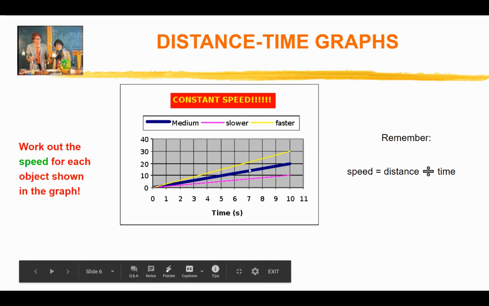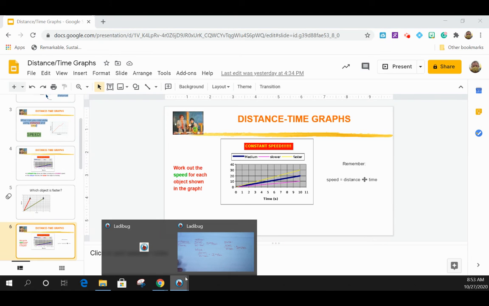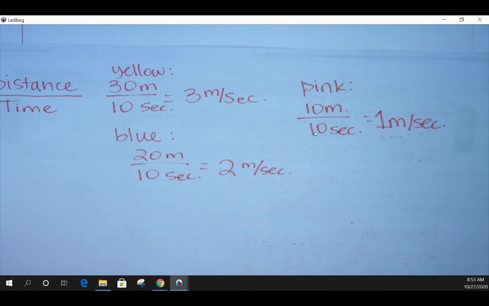Okay, so let me exit and I will show you. Yellow was 30 meters. Where'd my pointer go? Hey, Lordy, I've lost my pointer. There it is. Let me get the pointer on here. Ha ha.